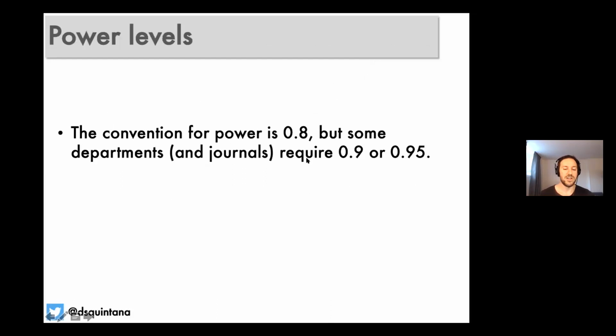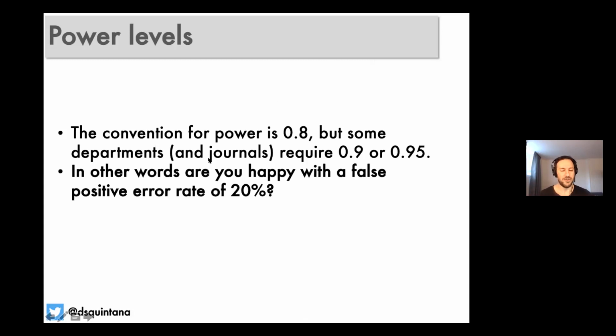Like I said, the convention for power is 0.8, but in some departments, for your study to be approved, it has to be 0.9 or even 0.95. I know some journals, for instance, Nature Human Behavior, if you're proposing a registered report study in which you propose the research design and reviewers review it before collecting data, when it comes to actually looking at power, they say you need a power of 0.90, or I think it's 0.9 or 0.95, one of those two. Anyway, because they're concerned about those types of errors.